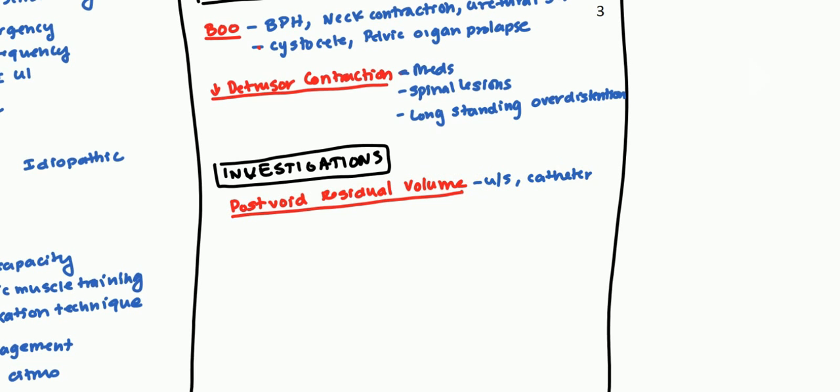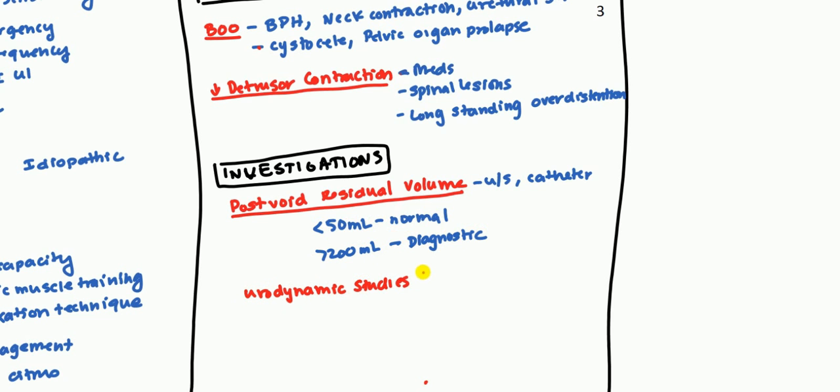Now, if someone has less than 50 milliliters, that's normal. But if they have more than 200, that's pretty much diagnostic. And in between is kind of in the gray area, you're not sure if they have it or not. And of course, even with these patients, you want to do the other urodynamic studies. They can help a lot, and you also might want to do a cystourethroscopy to look even further.